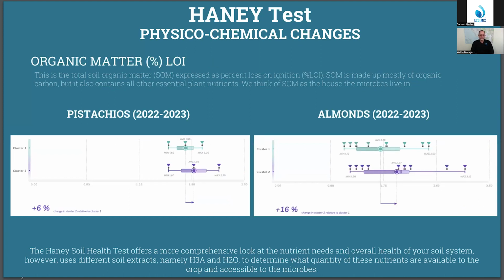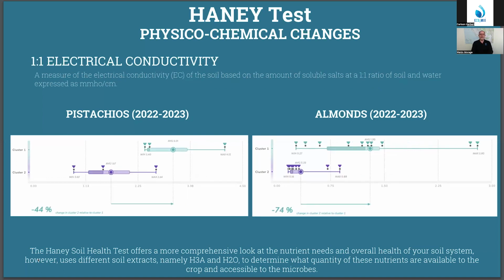The organic matter grew in pistachios 6%. It's very little. But in almonds, 16%. The numbers are for the average. You can see the deviation that is in each value. So then we have the next one, please.